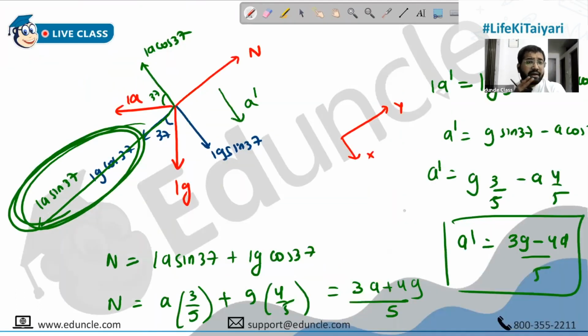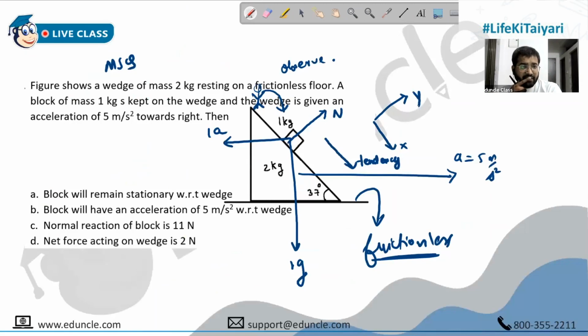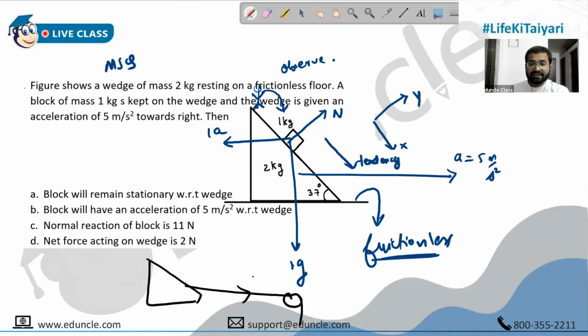Acha, but okay, wait. The figure shows a wedge resting on a frictionless floor. A block of mass m is kept on the wedge, and the wedge is given an acceleration of 5 towards the right. When you say it's given an acceleration towards the right, what is the meaning of that? That there should be some tension. I think we had taken this kind of question. I remember now. There was a string connected to a pulley, and there was a tension T, and that tension T was pulling the wedge right. Somebody should pull the wedge right, only then it can move on the right side. Otherwise, how can it move on the right side? There has to be a force on the right side. Don't you think?